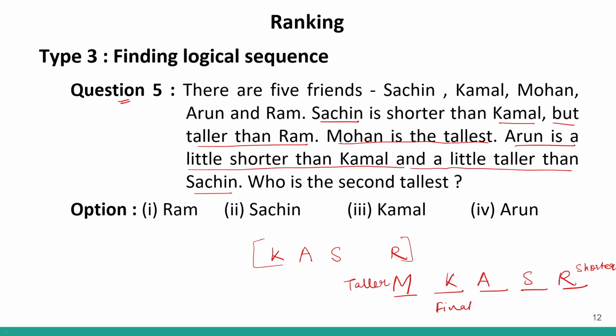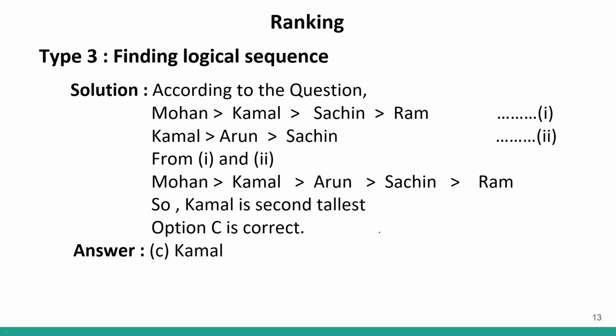We have to find out who is the second tallest. So M is the tallest. K will be the second tallest. K is Kamal. So my answer will be option number 3, Kamal. Clear? Option number 3, Kamal. Here is the solution.